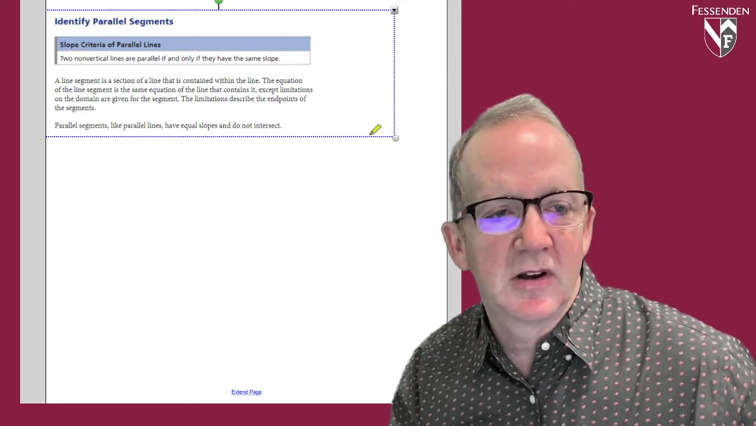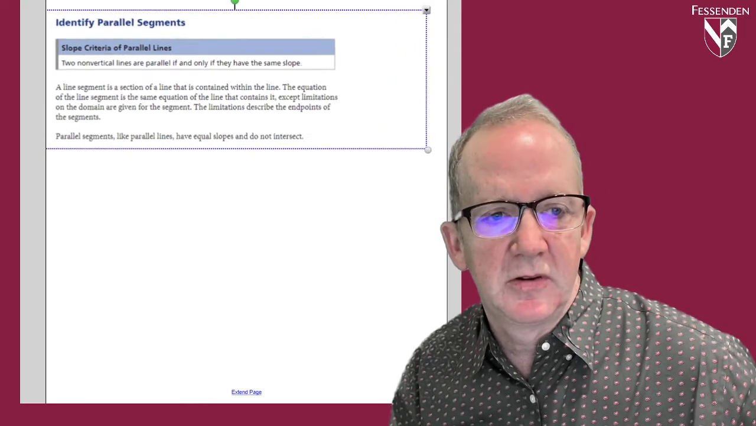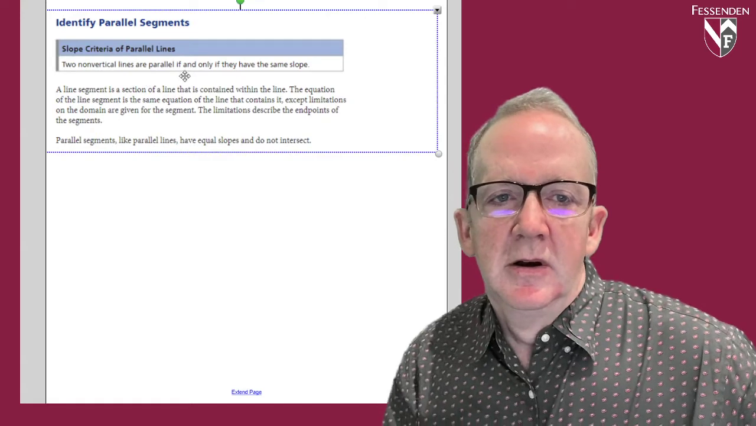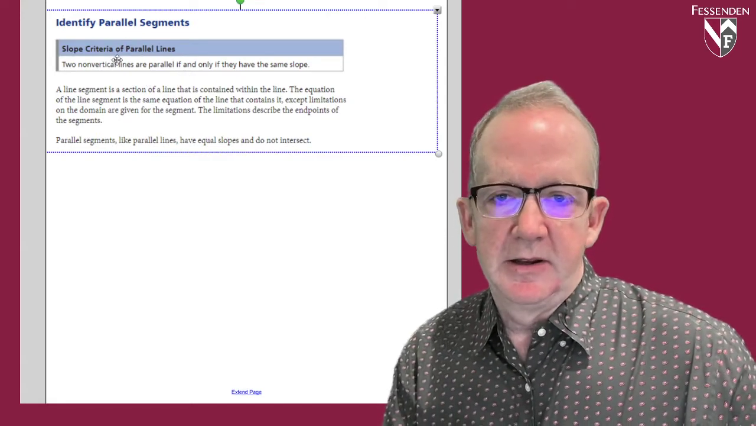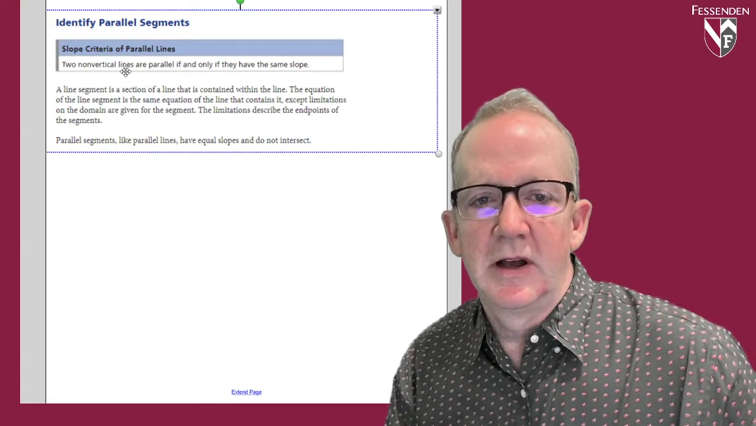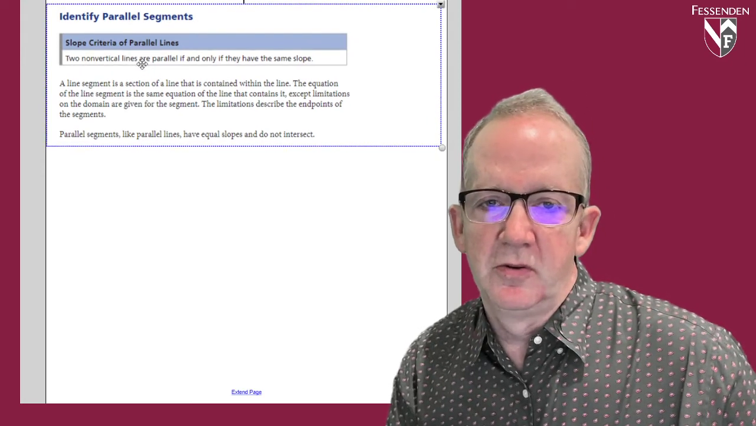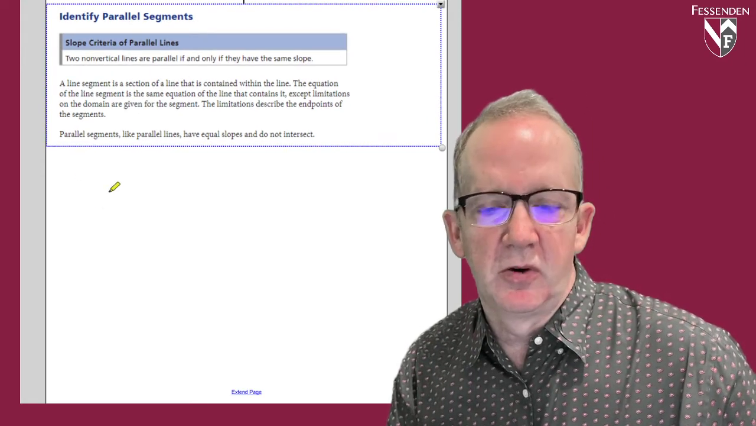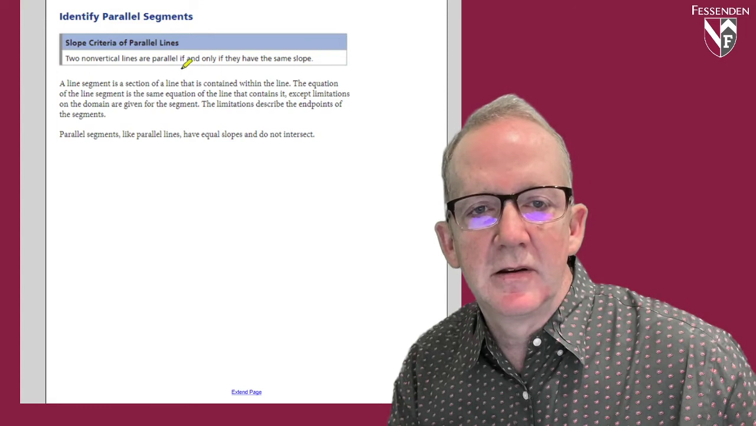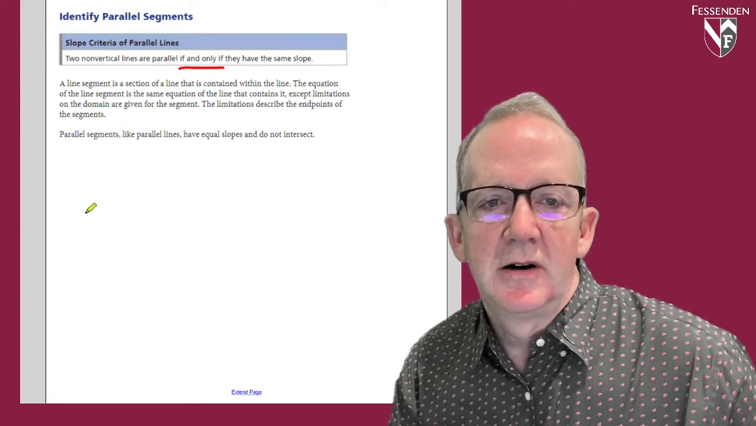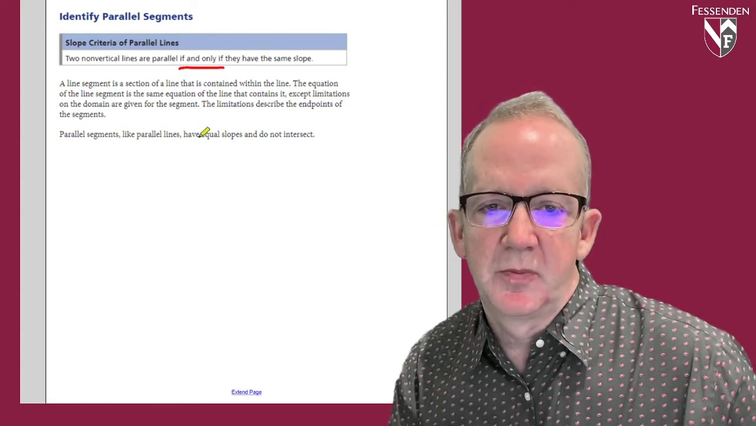This is right out of your textbook, so you can always look this up if you need to. Just kind of that idea as a statement, as a property that you could use in a proof. Two non-vertical lines are parallel if and only if, I like to see that biconditional statement, if and only if they have the same slope.